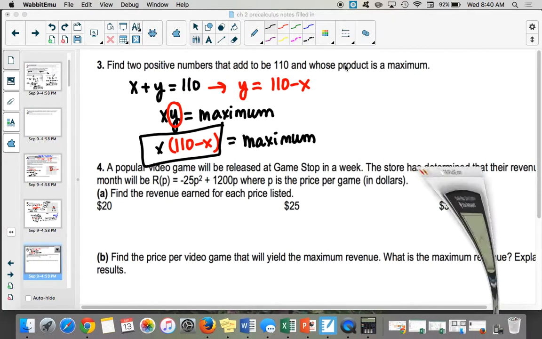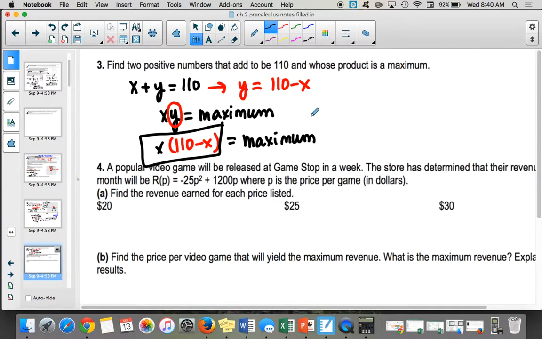Okay, so x is equal to 55. So if x is equal to 55, what's y equal to? It's also 55. I didn't say they were two separate positive numbers. They could be the same. And usually with maximums, that is what it is. Like if you talk about a maximum area, like if you have a fence, a lot of times it's just a square.